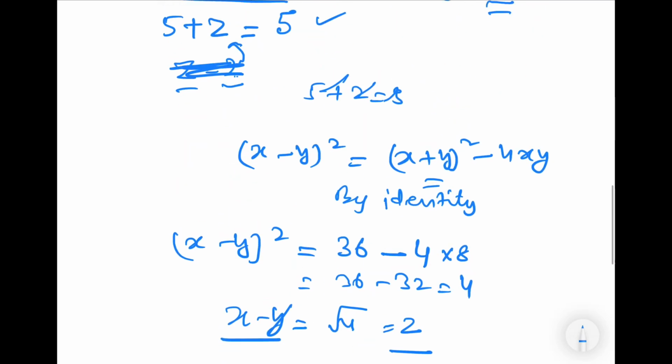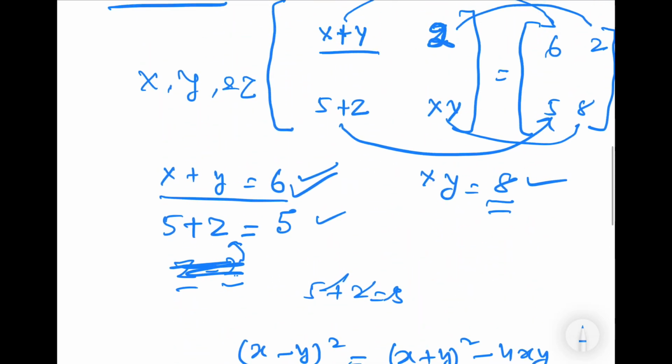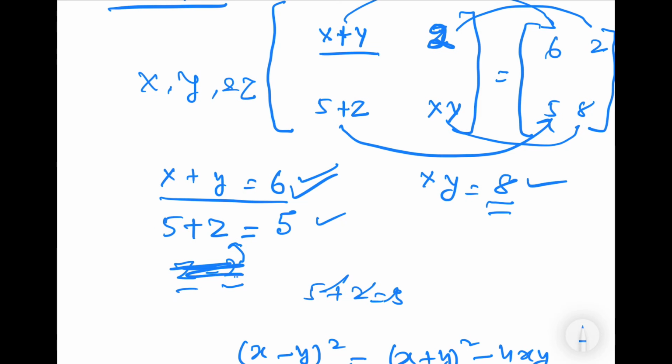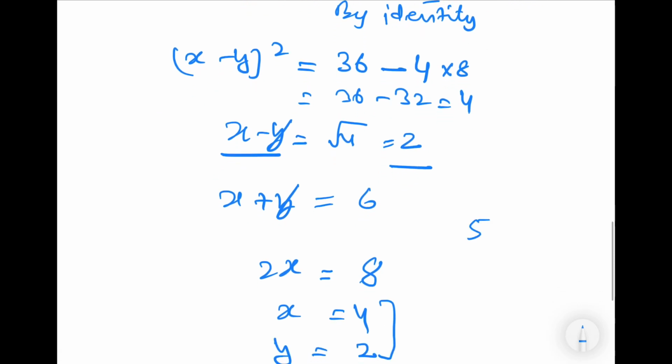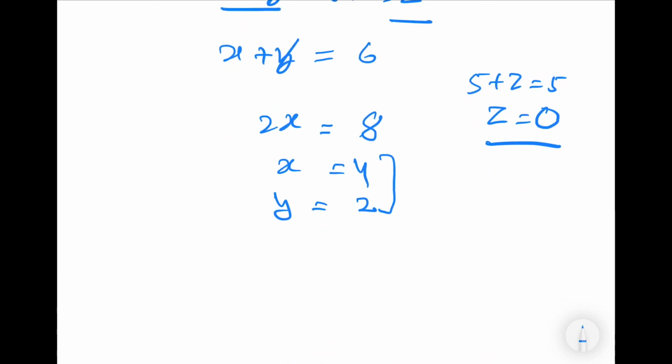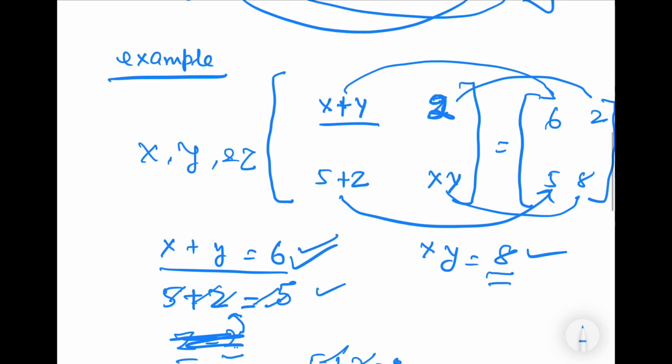And for getting z, 5 plus z is equal to 5. So, z is equal to 0. So, we have got all the three variables with the help of these matrices.